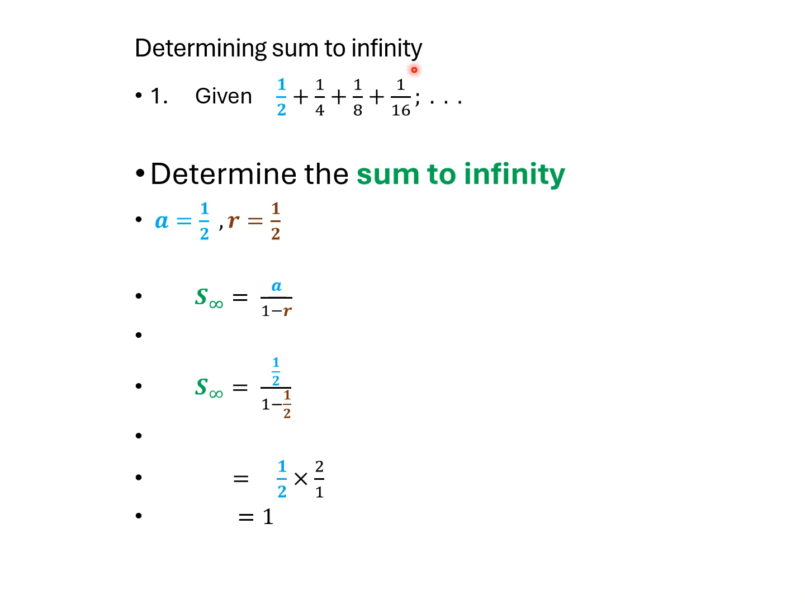Determine the sum to infinity. For this sequence, the same one I worked with in the previous problem, we already know that a is half and r equals 1 over 2. The sum to infinity equation will always read a divided by 1 minus r. The a value is half, and for r it is 1 minus half. 1 minus half gives me half, so I have half divided by half, which equals 1. Half times 2 over 1, the 2 and 2 cancel, and I'm left with 1. So there we determined the sum to infinity.